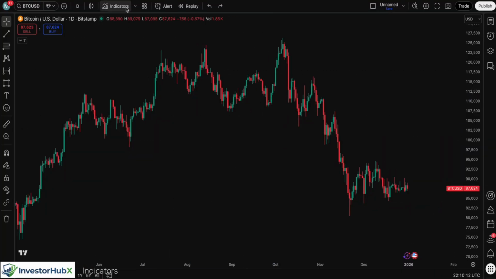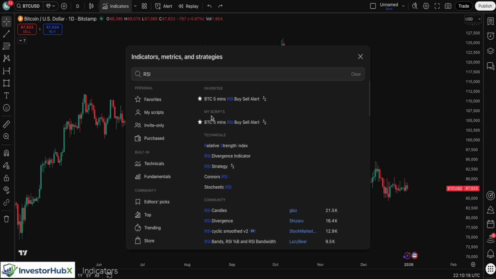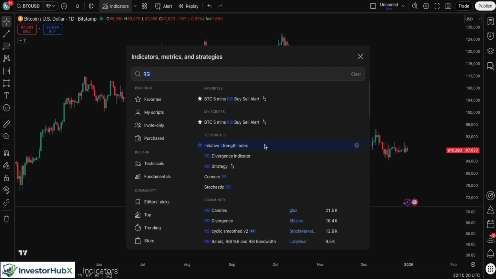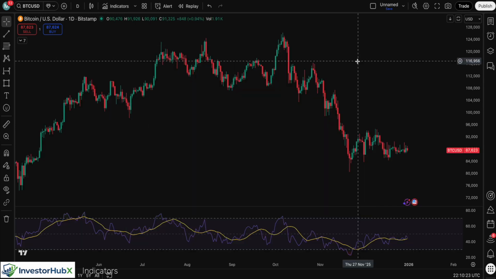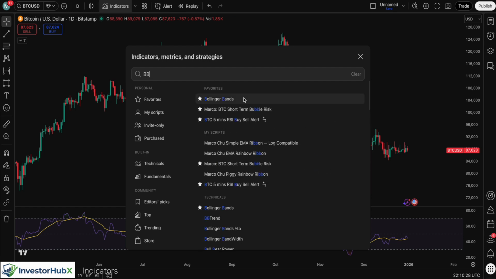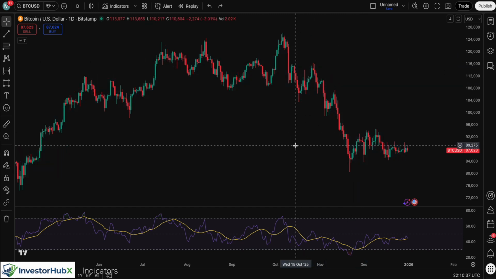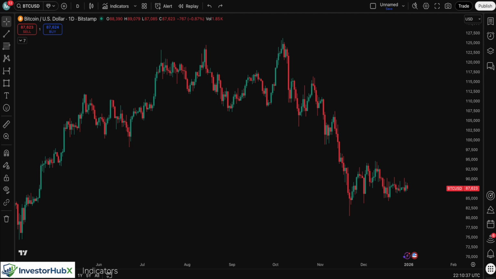Next, let's talk about indicators. Indicators are tools that use price and volume data to provide additional information on the chart. You can add indicators by clicking the Indicators button at the top of the screen. Popular beginner indicators include moving averages, RSI, and volume. Indicators are meant to support your analysis, not replace price action. They help you see trends, momentum, or activity, but they do not predict the future. For beginners, it's best to start with 1 or 2 indicators and keep your chart clean.